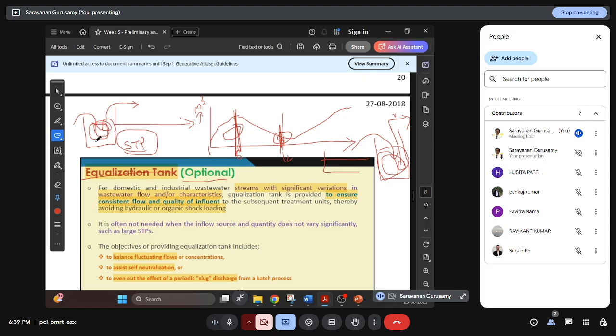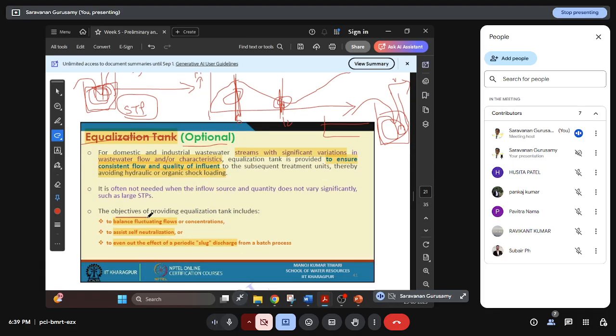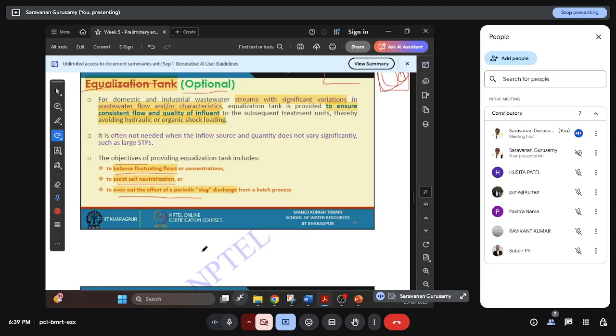If you are storing only 5 liters and then the next batch another 5 liters, that property will vary. But if I am storing all the 10 liters together and then taking from this, the quality will be similar in all the 10 liters. That's the purpose of the equalization tank. What's the objective? To balance the flow fluctuation and assist in self-neutralization. If the pH varies, all the water will come from the industry process and mix, and you will get neutralized water. Then even out the effect of periodic sludge discharge from the batch process. These are all objectives of the equalization tank.